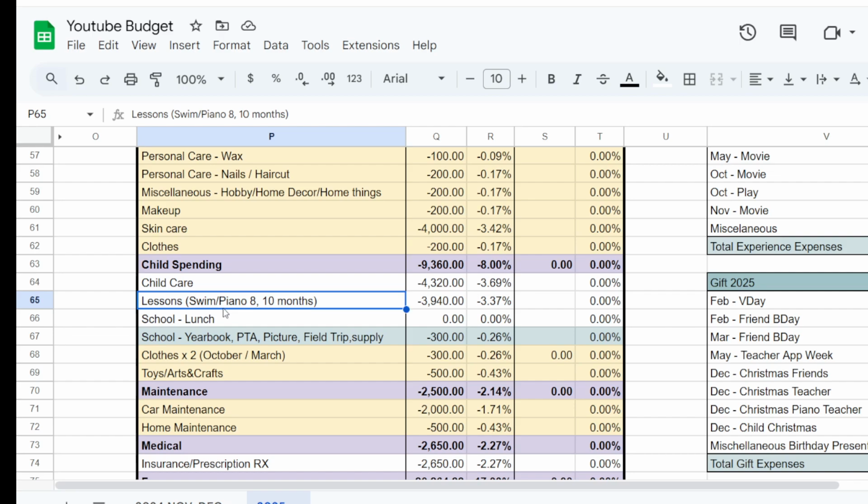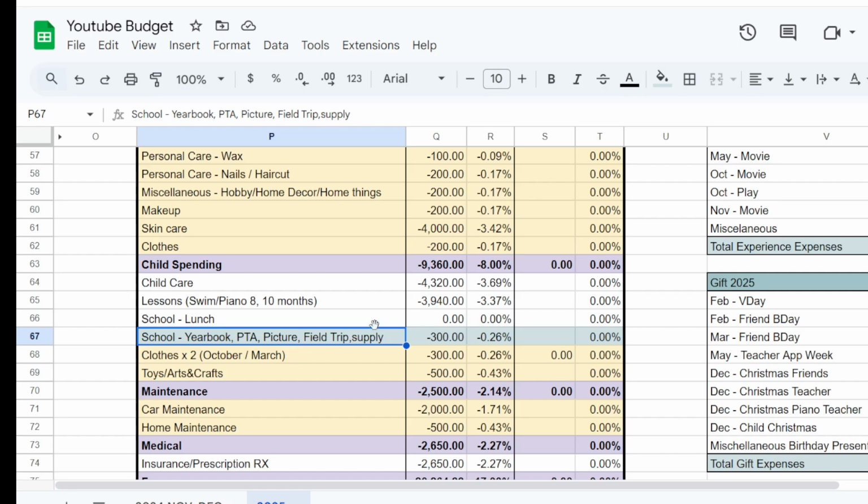For lessons, I do put my child in swim and piano, swim for 8 months out of the year and piano for 10 months out of the year, and I'm anticipating that to be $3,940 for the entire year. Lunch, I usually pack, so I don't anticipate having to give any lunch money. And the school is for any field trips, school supplies, PTA fundraisers, or the yearbook.